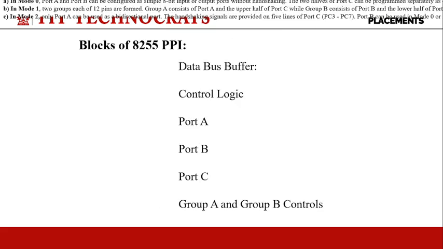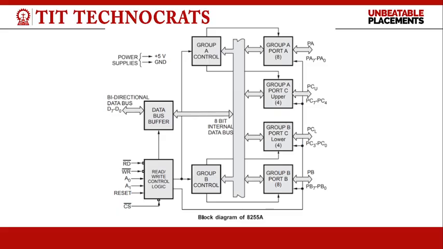We have the data bus buffer. This data bus buffer is basically a tri-stated bidirectional buffer and it is used to interface the internal data bus of 8255 to the system data bus. System, that means the microprocessor data bus.